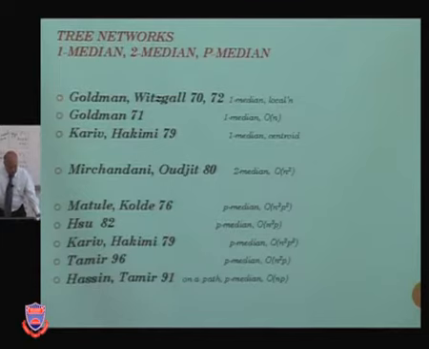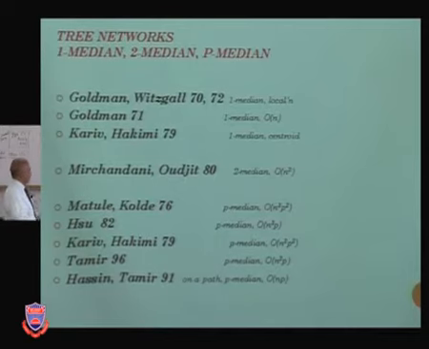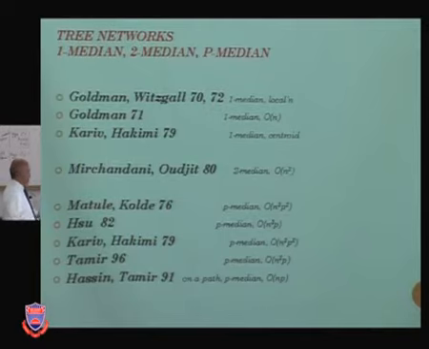For the special case of tree networks, P equals 1, P equals 2, or the general P-median case, we've got a number of results. Goldman and Witzgall gave a localization theorem which localized the one median at a subtree. All of this work is for tree networks, okay? Goldman then gave the tree trimming algorithm that I asked you on the exam. So the problem is solvable in O(n).